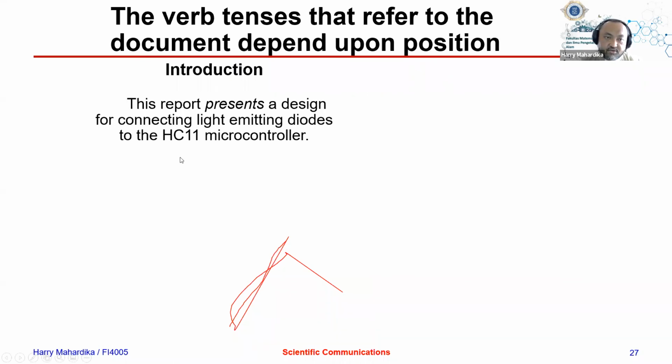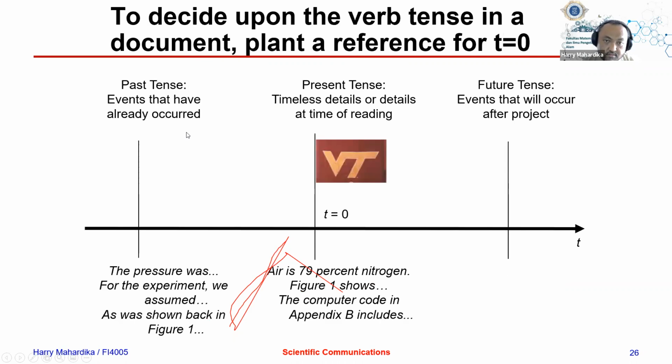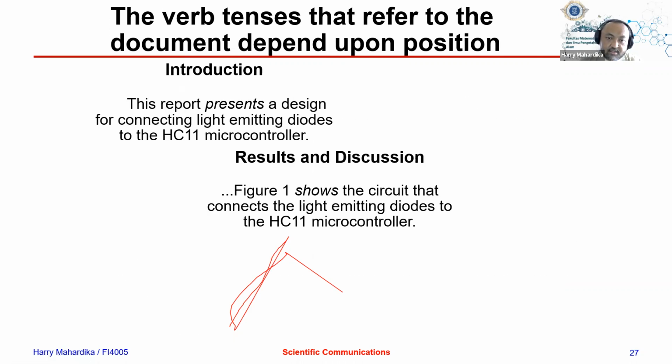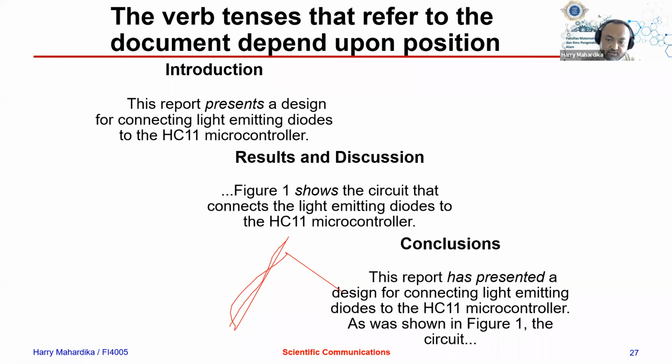Usually in the introduction, we give present tense like this one. So this is where we put our present tense, and the results and discussion is also here. "Figure 1 shows the circuit that connects the light emitting diodes to the ACE HC11 microcontroller." And then in the conclusion, it's going to be similar to the past tense, like "This report has presented a design for connecting light emitting diodes," and so on.